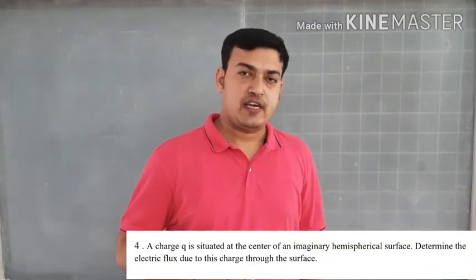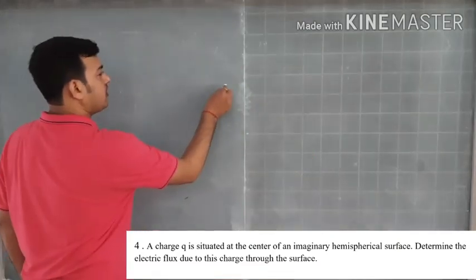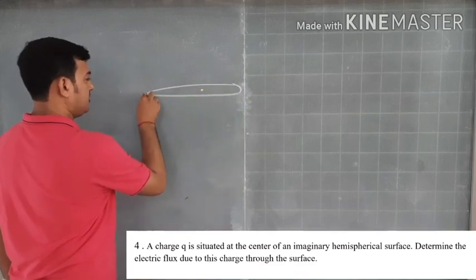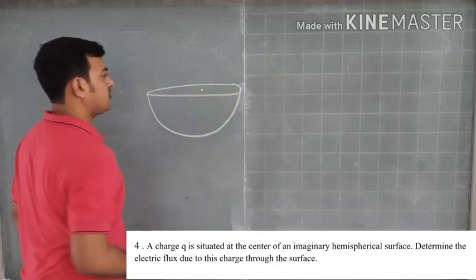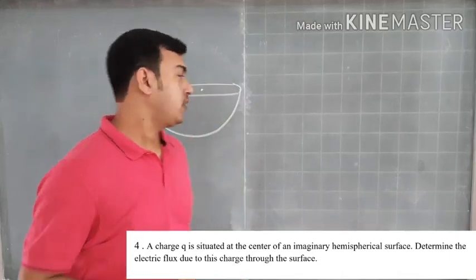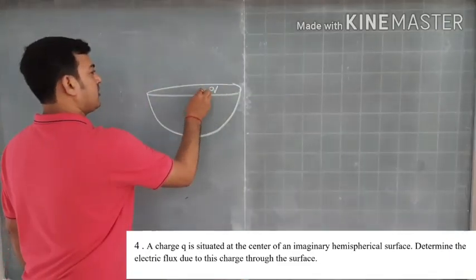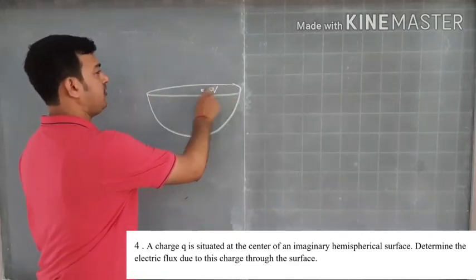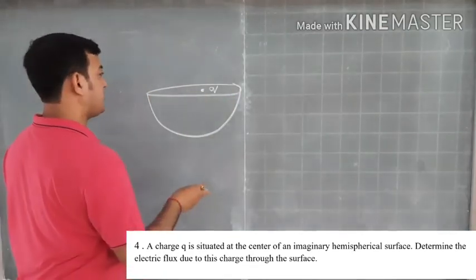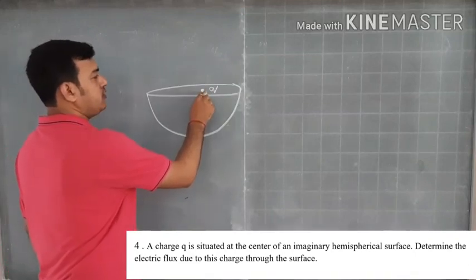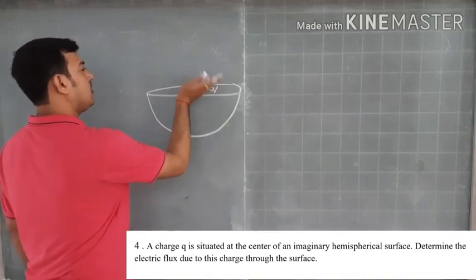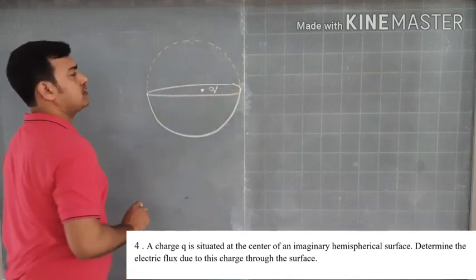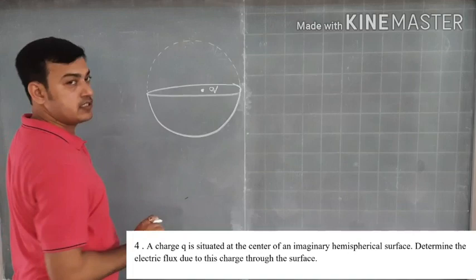Now the next question says that we have a charge that is placed at the center of a semi-spherical surface. So the charge is Q and that is placed at its center. We need to find the flux through this semi-spherical surface. As I told you, first of all we need to close this charge. So I will make the remaining half portion of this semi-spherical surface, and now my charge is closed.